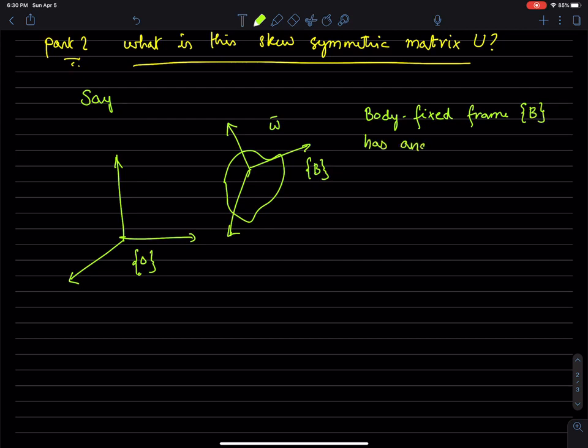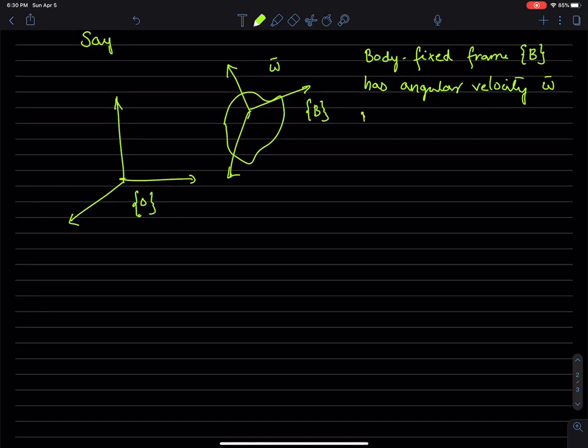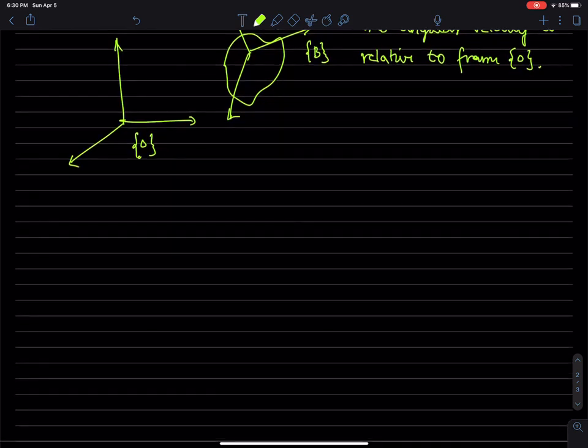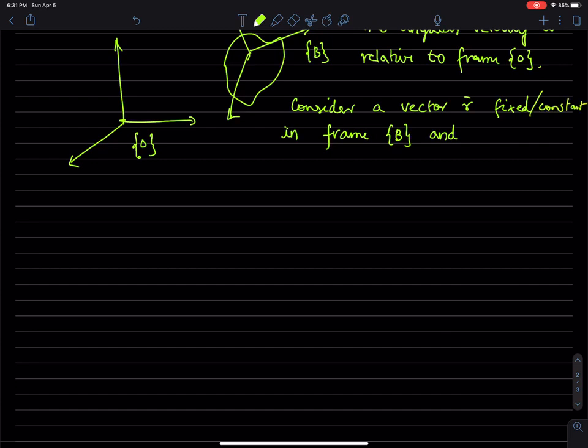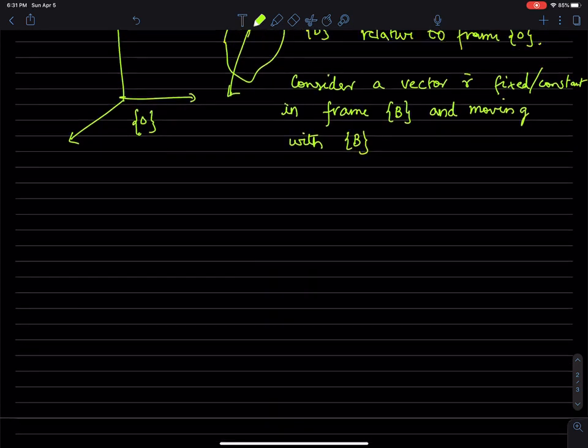Has angular velocity omega relative to frame 0, let's say the base frame. Consider a vector R, let's just use R for simplicity, R fixed in frame B, and moving with frame B, fixed or constant, let's say, right, as we've done in the past. Okay, it's got the same angular velocity omega.